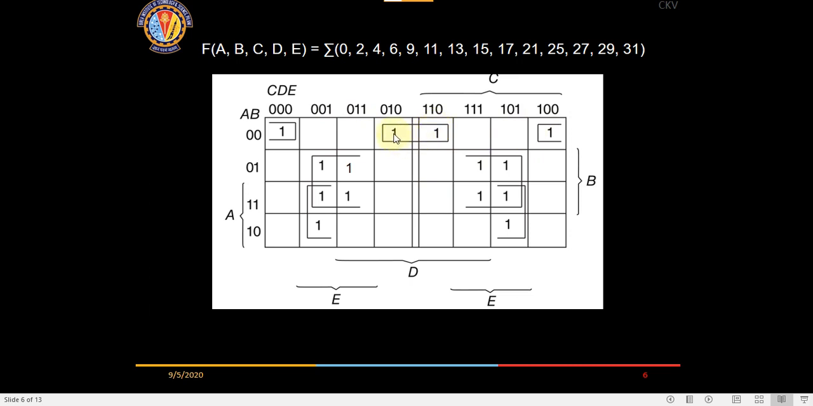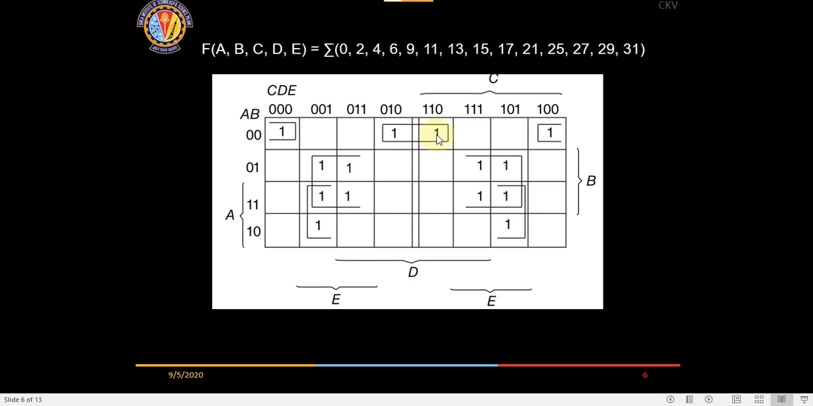For these two, if you see what remains constant, A and B are 0, 0 and C D E. So E bar. So it will be A bar, B bar and E bar, this 1 1. Is this clear? How this comes to A bar, B bar and E bar?